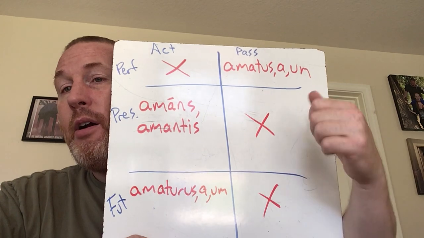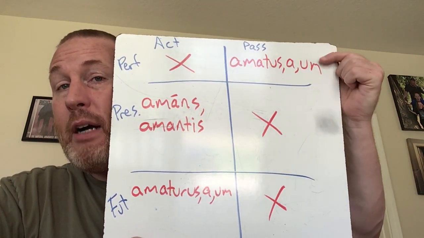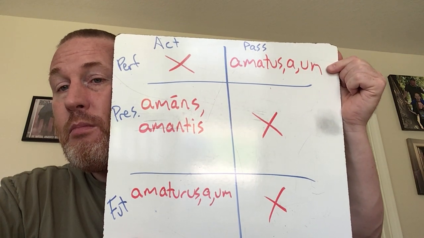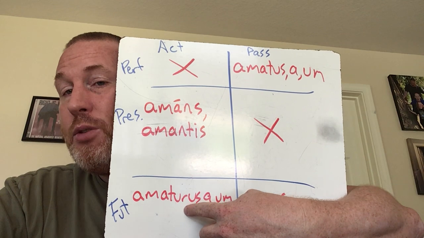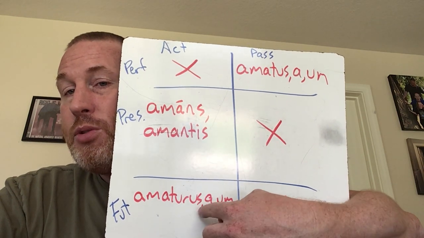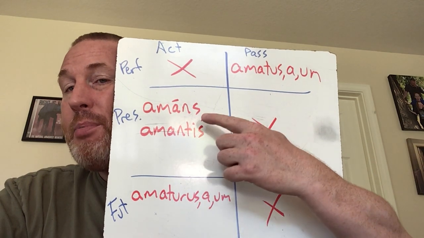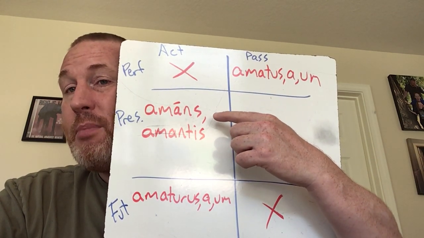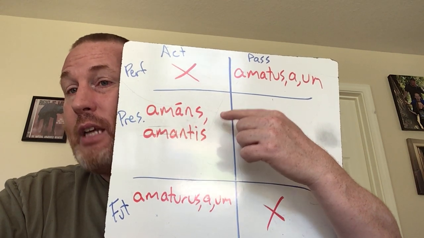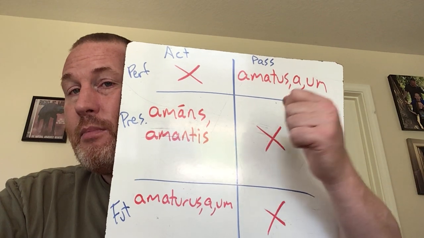So, amo, amare, amavi, amatum. Well, it gives you the fourth principal part. So, amatus, a, um. If it gives you the fourth principal part, you can actually fill this one in because you just add in the ur, right? So, amaturus, a, um. And then I showed you in the last video how to make the present participle, present active participle. And that is, take the imperfect, knock off the -bam, add on the -ns, -ntis.